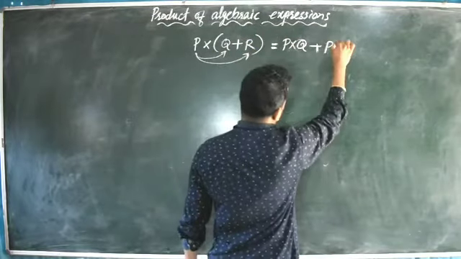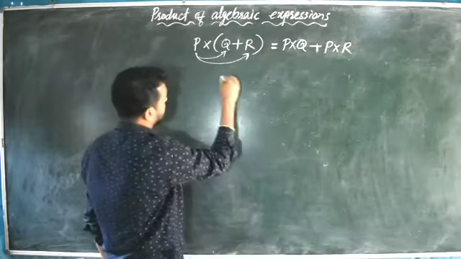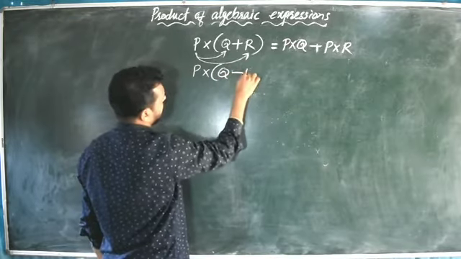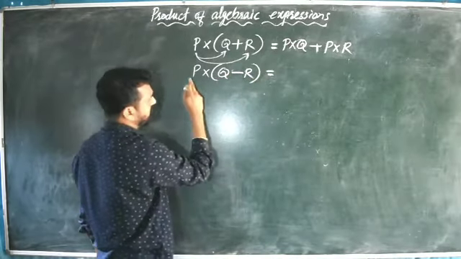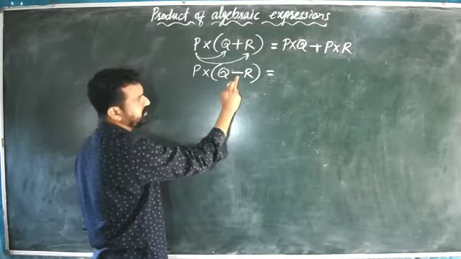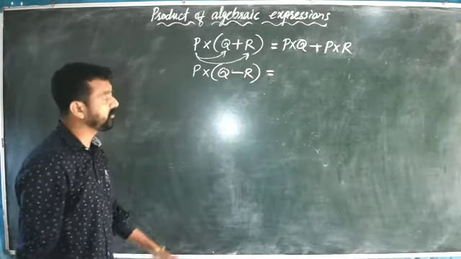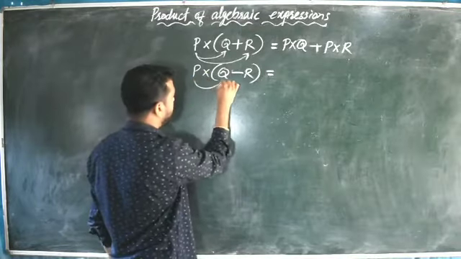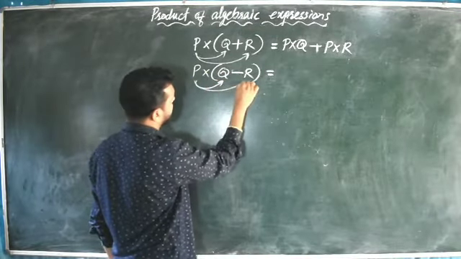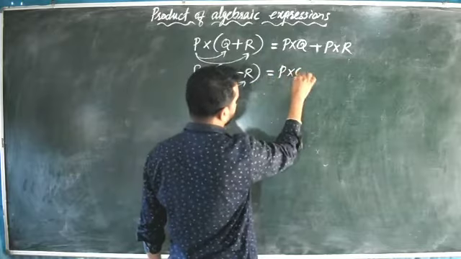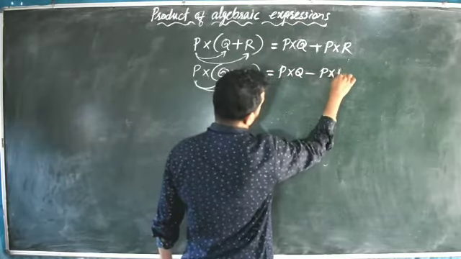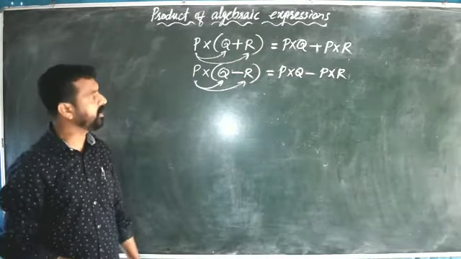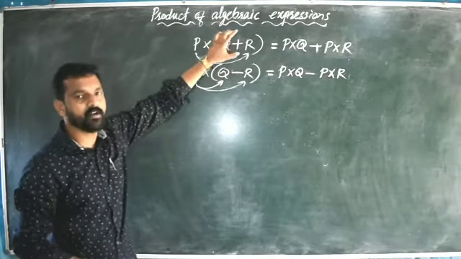If it is P into Q minus R, then what will come as the answer? Here we will use the distributive property of multiplication over subtraction. P into Q minus R is equal to P into Q minus P into R. So this way we will multiply algebraic expressions also. Same way we will multiply, whether it is a binomial or a trinomial.